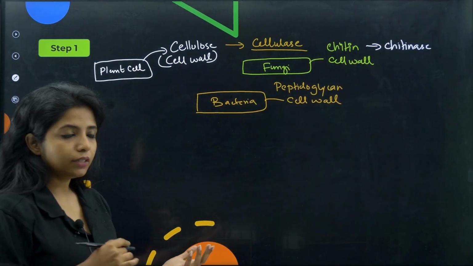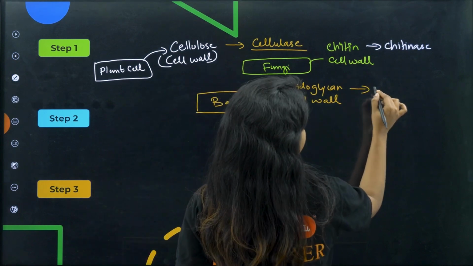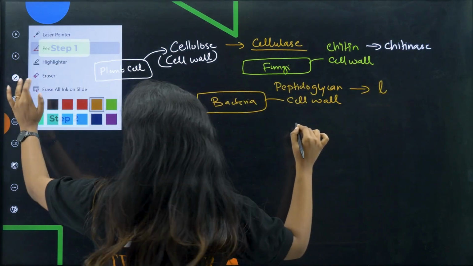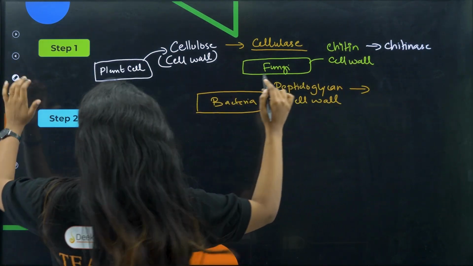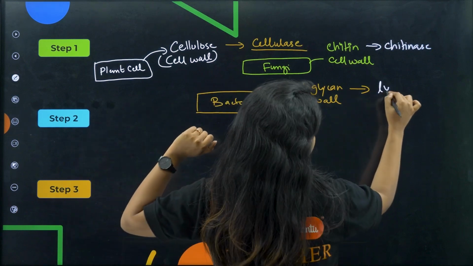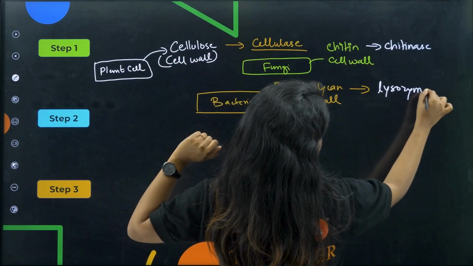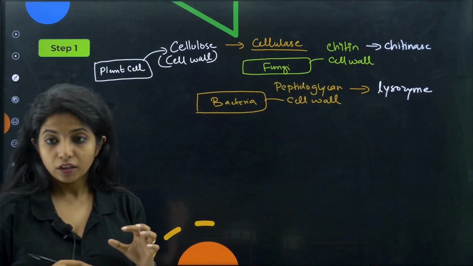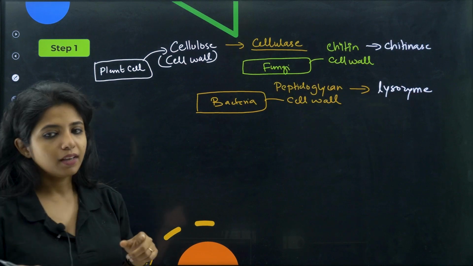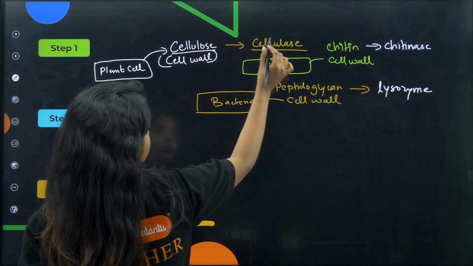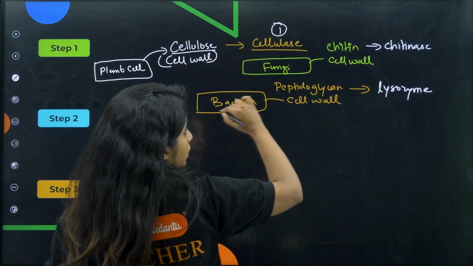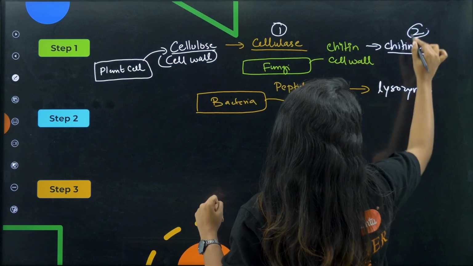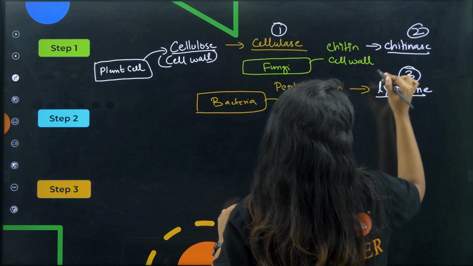Now, peptidoglycan could be broken down with the help of an enzyme which is known as lysozyme. Remember, you have studied lysozyme somewhere. Basically, cellulose is broken down by cellulase, chitinase, and you have lysozyme.